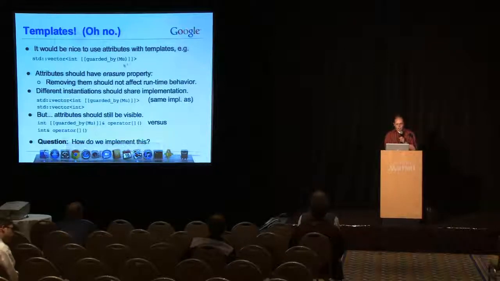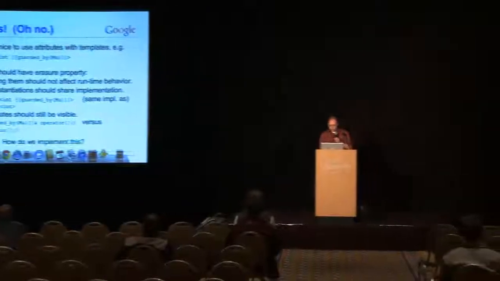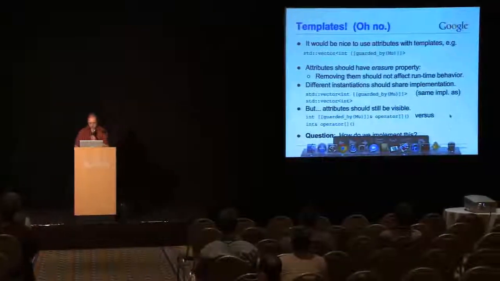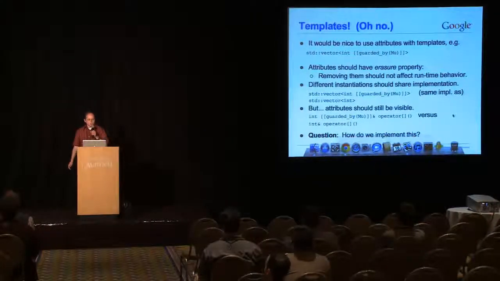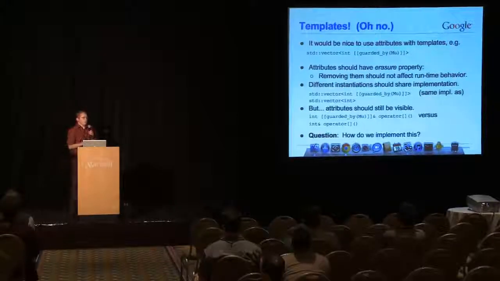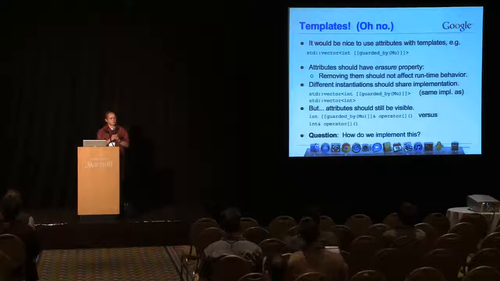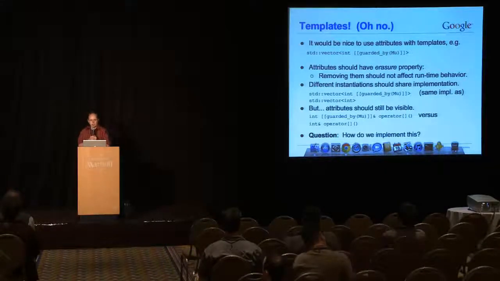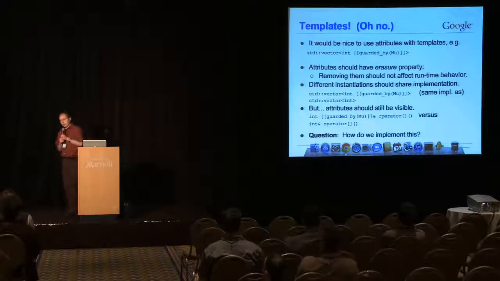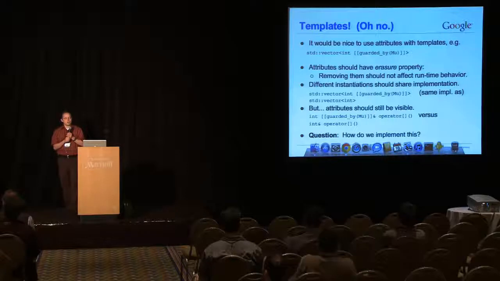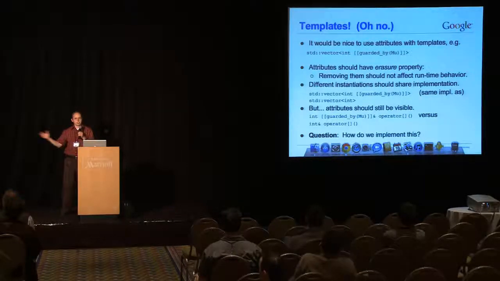Okay, here's an even bigger problem. If you have attributes on types, then you can pass those types to templates, and that introduces lots of nastiness with template instantiation. So our rule for thread safety attributes, which I think would probably hold for other type systems, is that they should have the erasure property. That means that if you go through and remove them, then that should not affect the runtime behavior.